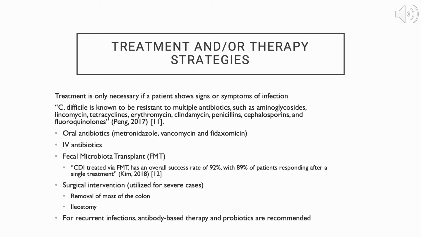Another form of treatment would be FMT, which is fecal microbiota transplant. C. diff infections treated with FMT has an overall success rate of 92%, with 89% of patients responding after a single treatment. Surgical intervention is also utilized for severe cases by removing most of the colon and performing an ileostomy, which redirects the waste from the small intestine into a small waste bag. For recurrent infections, antibiotic-based therapy and probiotics are recommended as well.